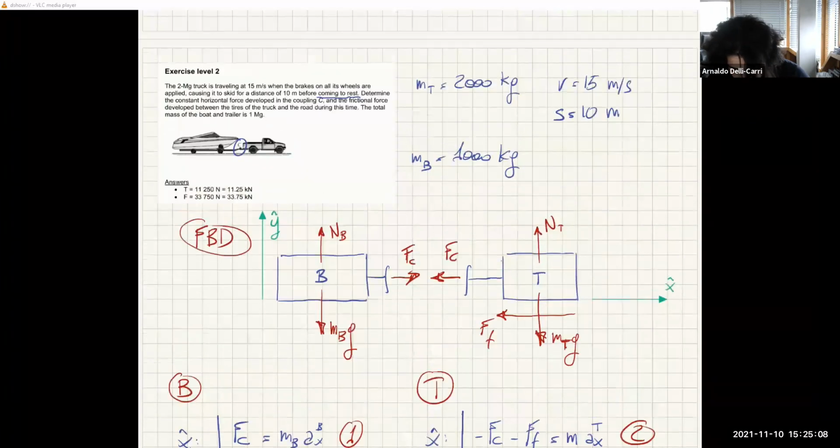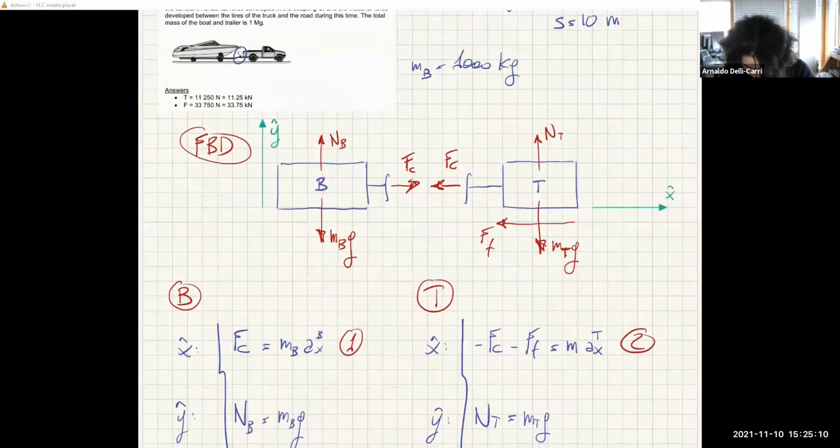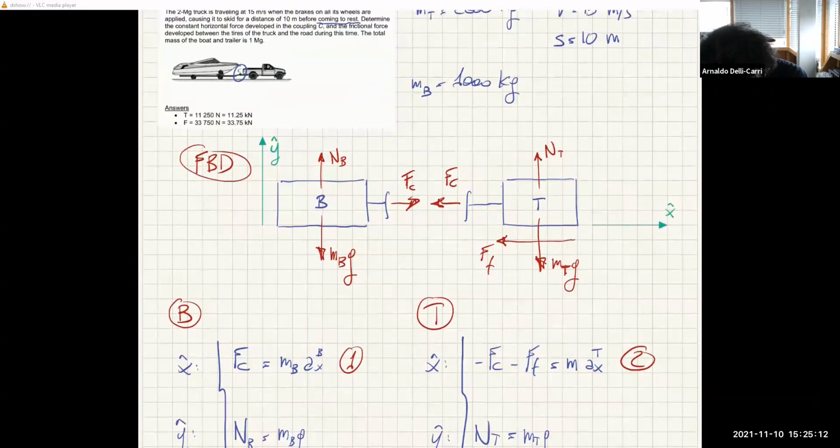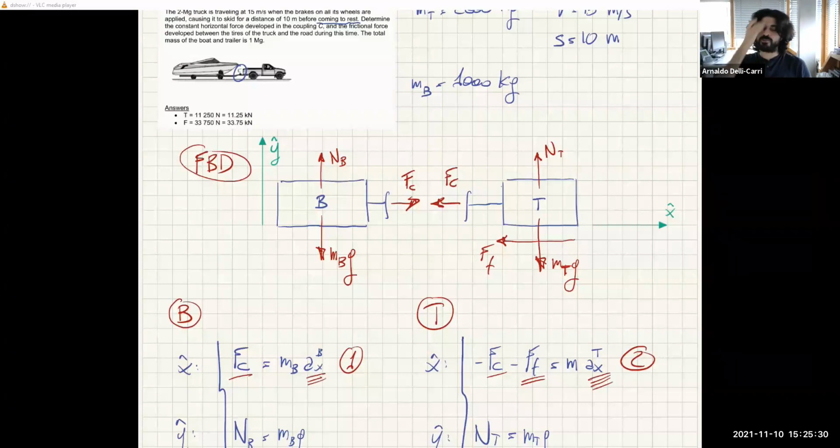So what do we know and what we don't know? We don't know this, so this is one unknown. This is my second unknown. But then we also have 3 and 4. So it looks like we have 4 unknowns and only 2 equations. So something is missing. Well, one thing that is missing for sure is the kinematic relationship.